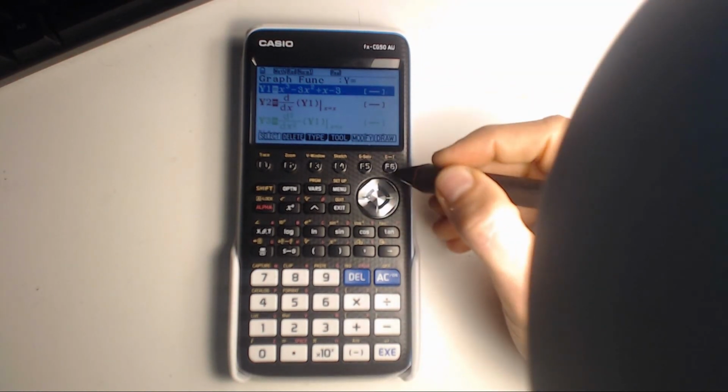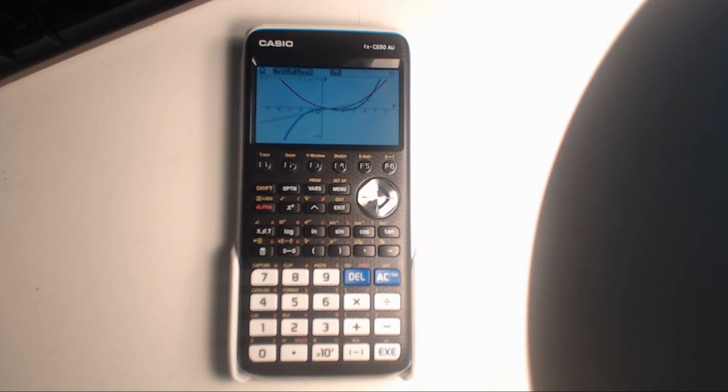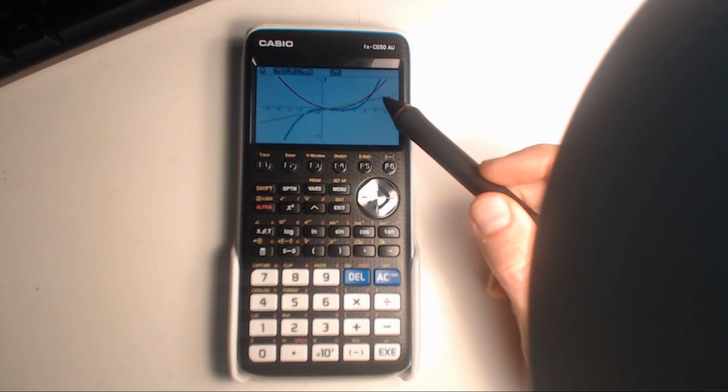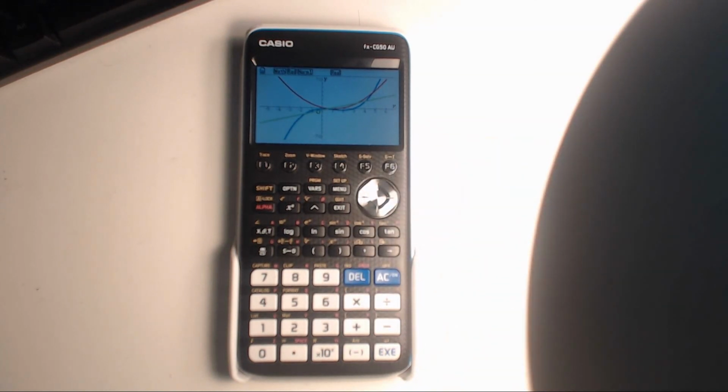So if I hit graph, lo and behold, our blue function is still cubic in nature, our red function is still quadratic in nature, and our green function here is linear in nature. So this has been a video of how we can use our technology to graph the derivative of functions.